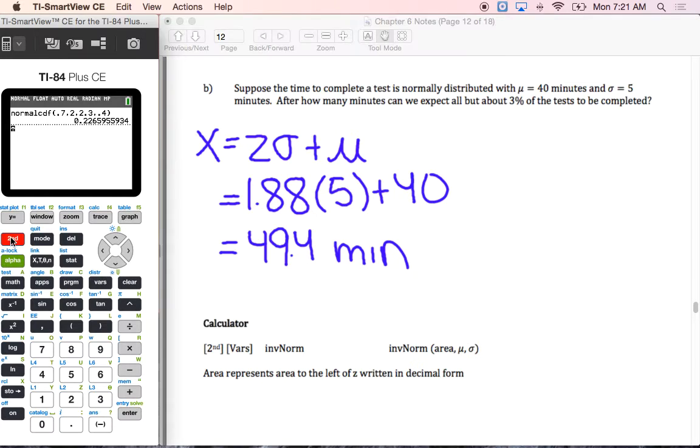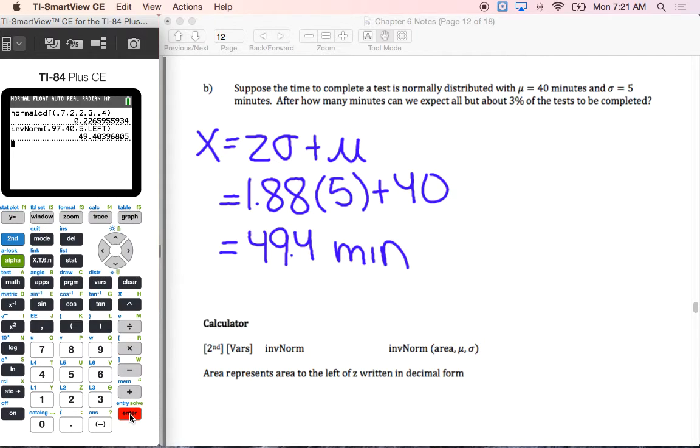So we go second, and we're going to go to our bars, and now we want our norm. Okay, so for our area, if this one was 0.97, again, you want to the left. My mu was 40. My sigma was 5. Now, newer calculators actually let you choose left, center, right. Older calculators do not. So we see 49.4 then for our answer.